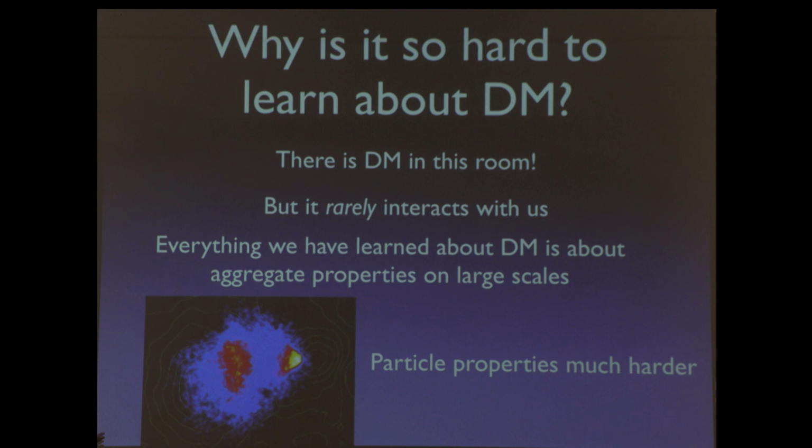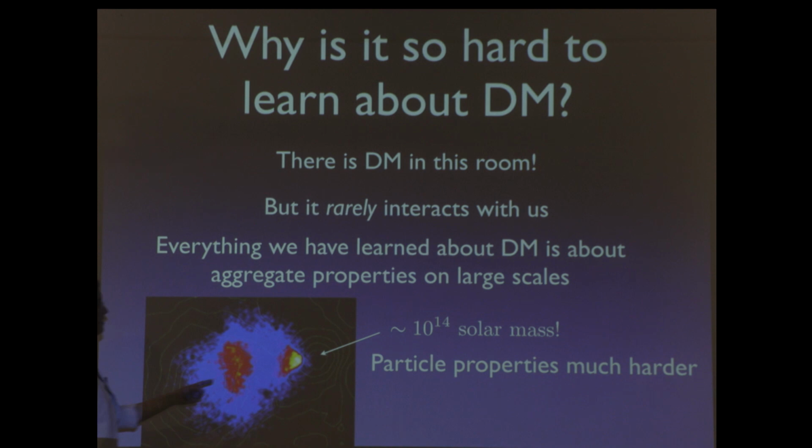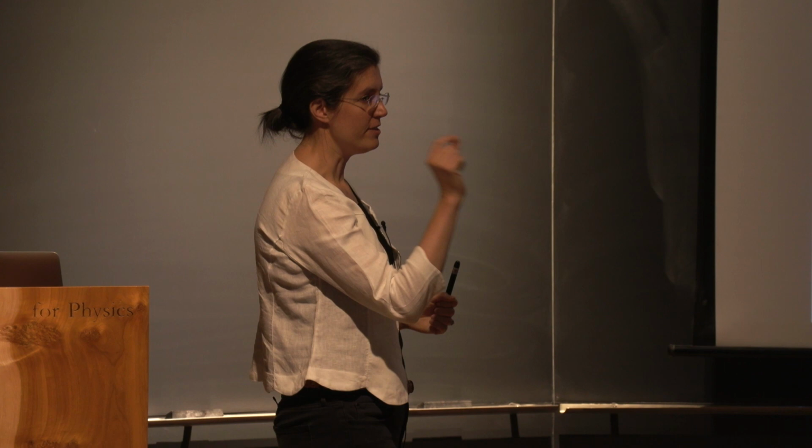So we talked about these two clusters of galaxies colliding into each other. Well, the mass of one of those clusters of galaxies is something like 10 to the 14 times the mass of the sun. So these are really big objects. So we learn about the aggregate properties by weighing large objects and seeing how they respond to each other. If, by contrast, what you want to learn about is individual particles, you're not going to be able to learn about that by weighing them. The force is just too weak.